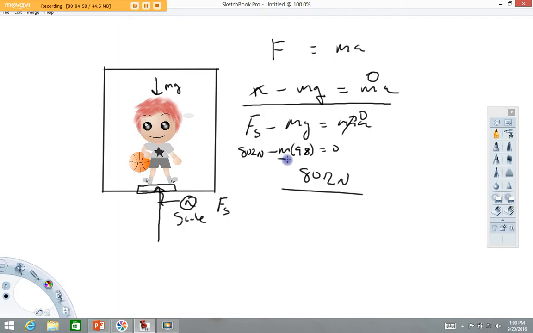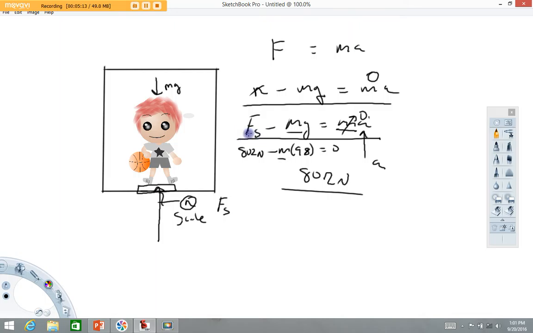Part B, the elevator is accelerating upward at 4 meters per second squared. So in part B, this equation is still valid, except this isn't 0 now. You're going to put the acceleration in that spot. The mass that you found from part A will go here, and then you can find the new scale force.